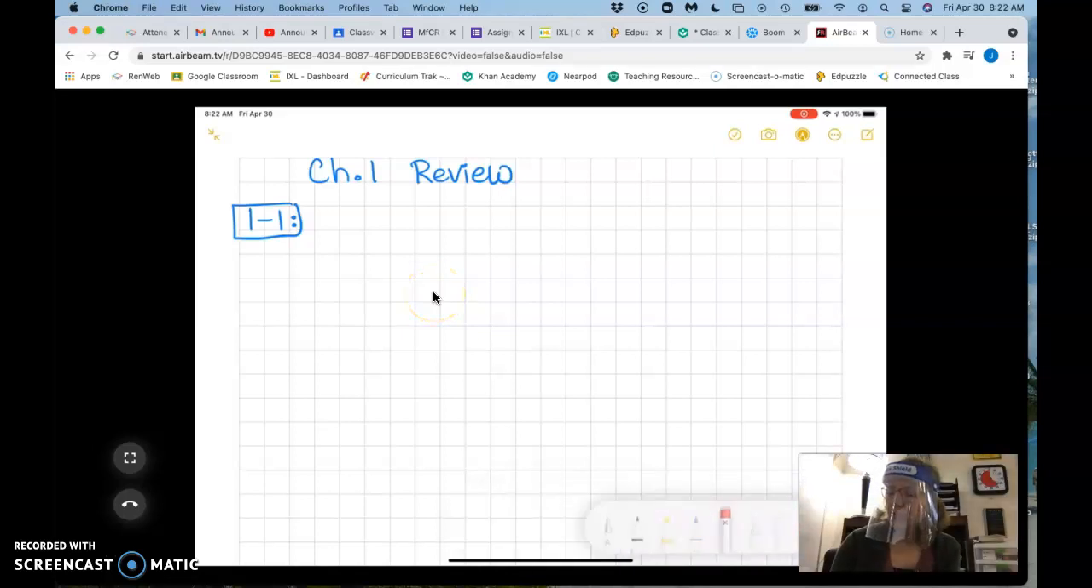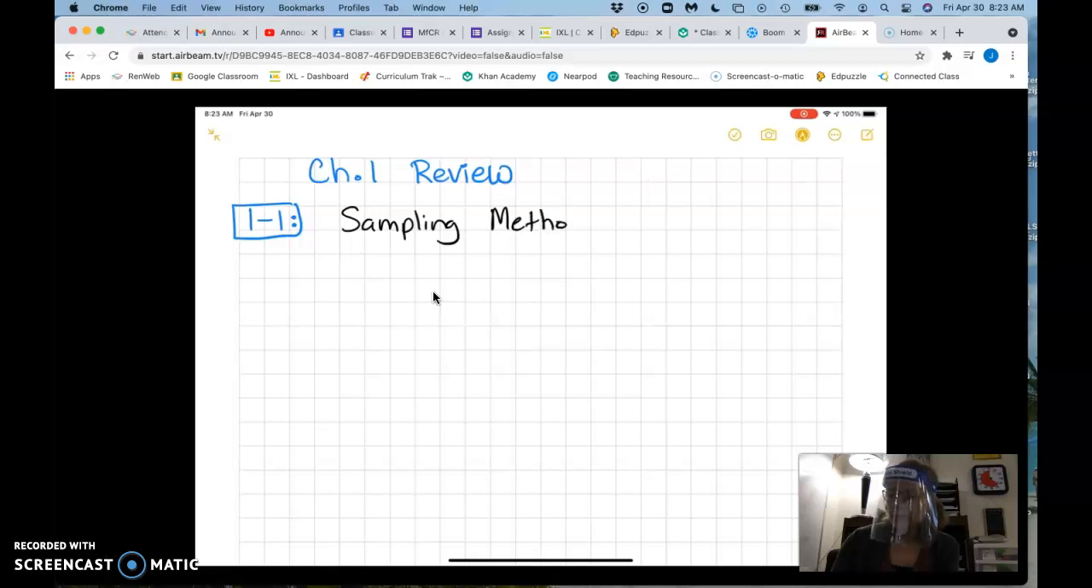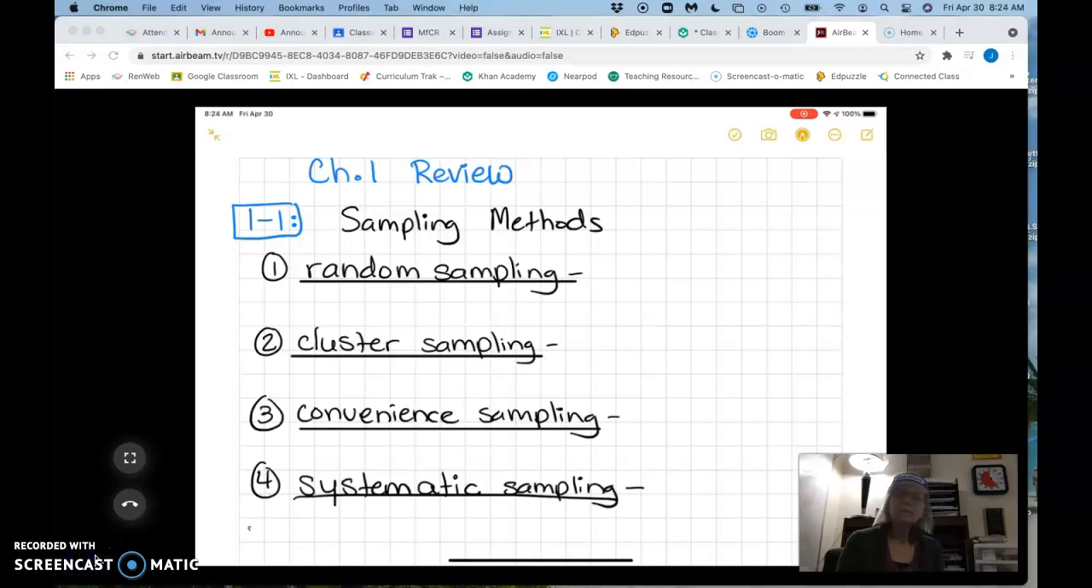So we're reviewing for our Chapter 1 test, and remember Chapter 1.1 is on sampling methods. This is how you're going to survey people to get information. We talked about 4 sampling methods, so we're going to write them down and then talk about some keywords for each one. No note cards, just your brain.